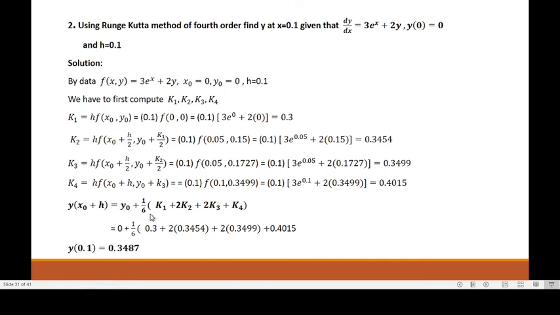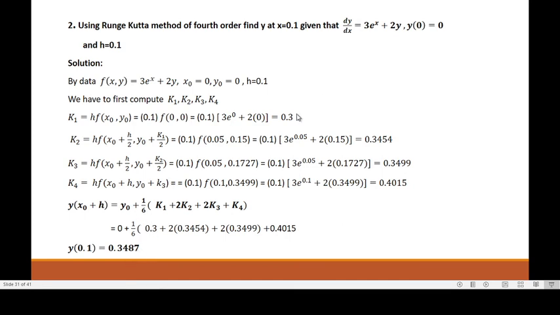Now to calculate the required y at x1, that is y of x0 plus h is given by y0 plus 1 by 6 times k1 plus 2k2 plus 2k3 plus k4. Substitute the values here, y0 is 0, 1 by 6 times, k1 is 0.3, 2 times 0.3450 plus 2 times 0.3499 plus 0.4015. So you will get y of 0.1 is 0.3487. Okay.